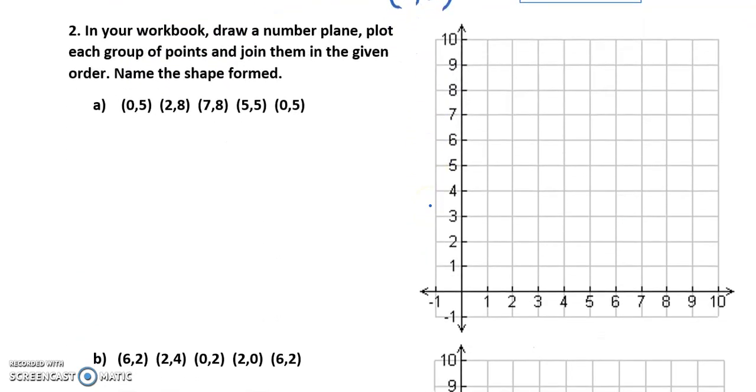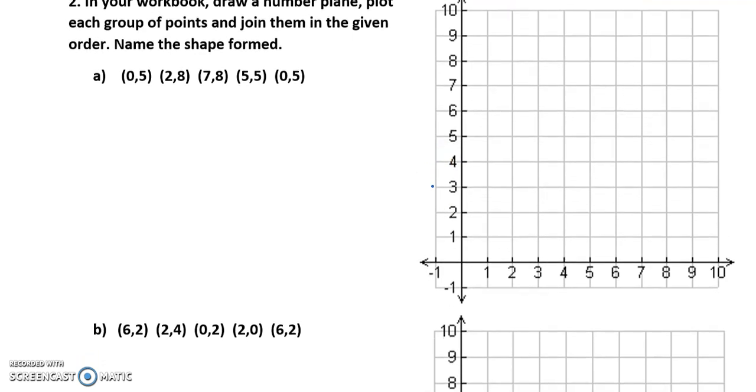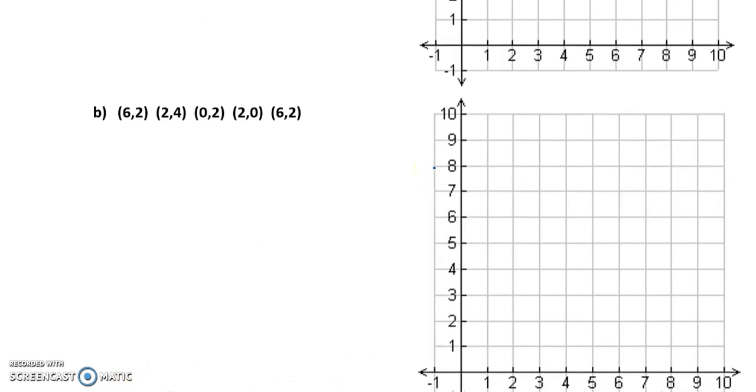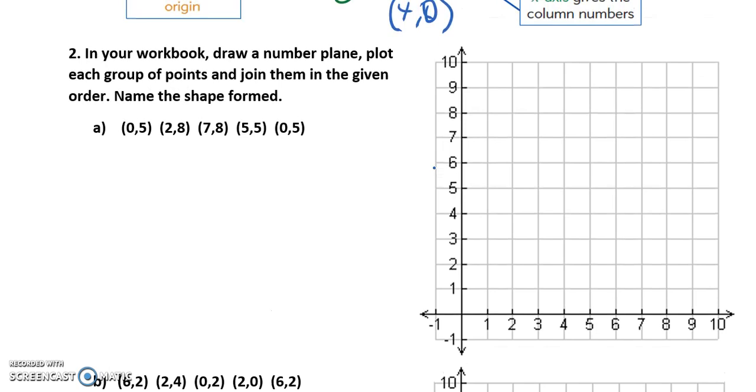All right, in your workbook, I want you to do these examples. So use your grids if you've got them, draw the lines in and mark the points, and then plot the points and name the shapes formed for A, B. I'll do A with you and then you can do B. Okay, so for the first one, I've got 0, 5.